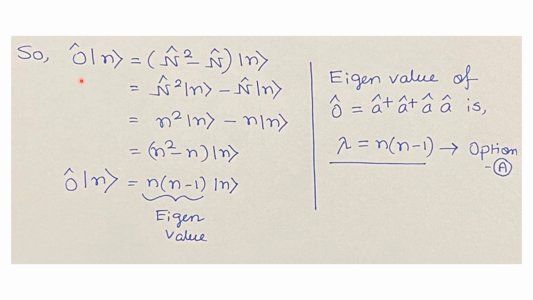The operator O cap is acting on the state n. Now O cap operator is n cap square minus n cap operator. So we can write the n cap square operator minus n cap operating on the state n. It will give n cap square operating on the state n minus n cap operating on the state n. Now the eigenvalue for this n cap square operator is n square and the eigenvalue for the operator n cap is n. So we can write it as n square minus n times the state n. So we can see the eigenvalue for the operator O cap is n into n minus 1.